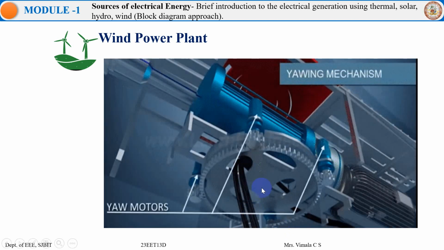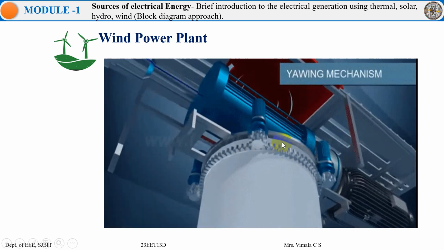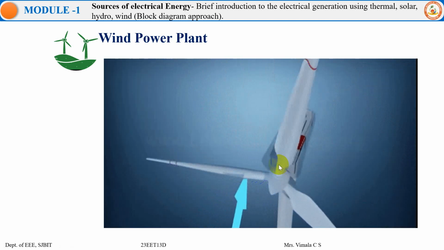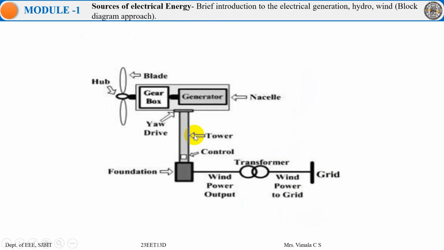If you look at this, the shaft is connected to the generator and it is rotating. And we have a yaw drive from the generator. The power is collected towards the foundation level. This is the tower or control room, from where the wind power output is given to the transformer to step up to the required voltage, and then it is given to the grid.